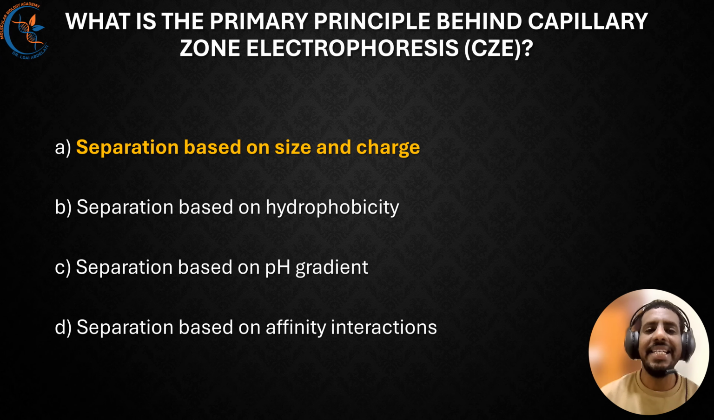Right, the correct answer is separation based on size and charge. Actually, capillary zone electrophoresis works by separating analytes inside the capillary based on their size and charge. So this technique allows for efficient separation of ions, small molecules, and proteins. All right, let's move on.